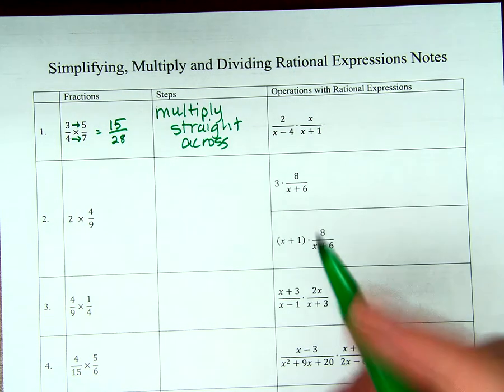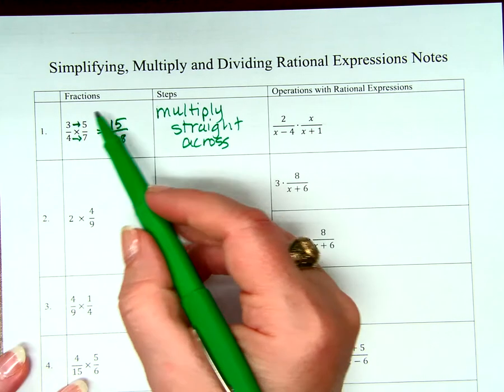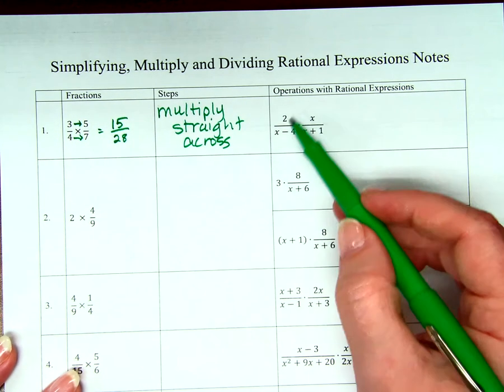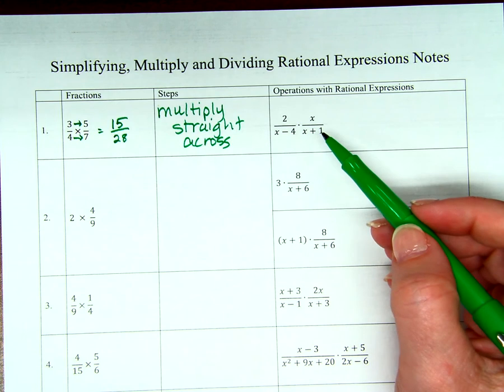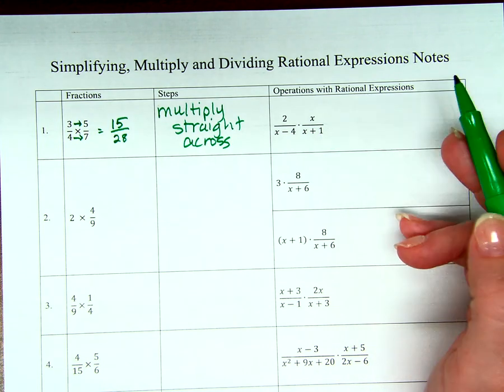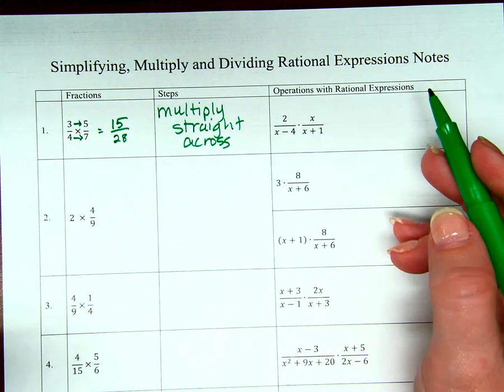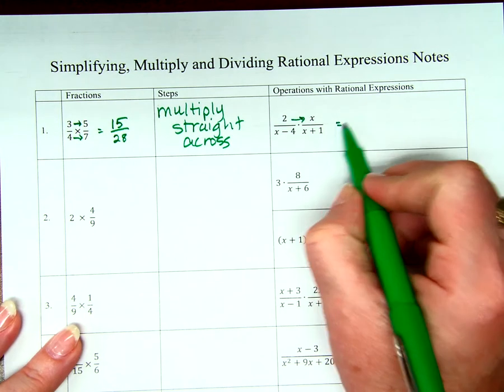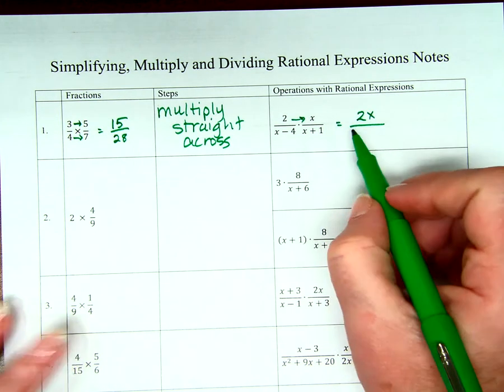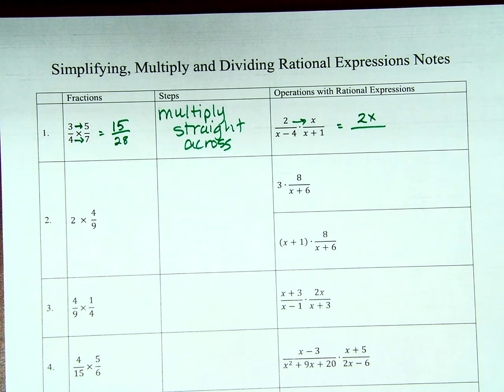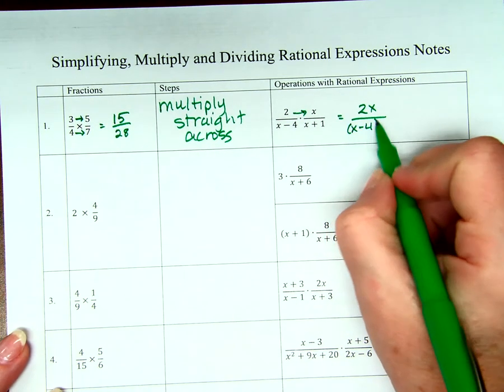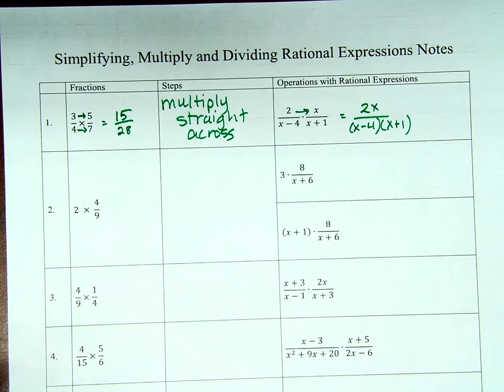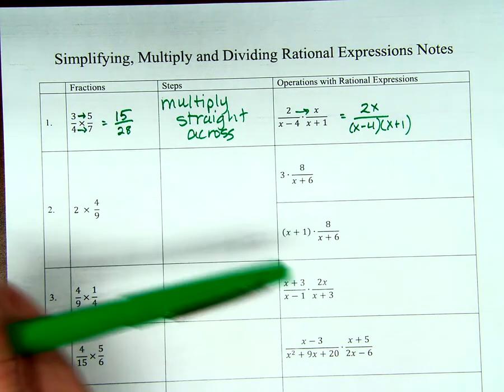Okay? How does it change when instead of having a fraction, I have a fraction with variables? Does it change any at all? No, it doesn't, does it? I multiply straight across. 2x. Multiply straight across. Now, here's what I want you to be careful of. I don't want you to do too much work. I want you to say x minus 4 times x plus 1. And then stop.